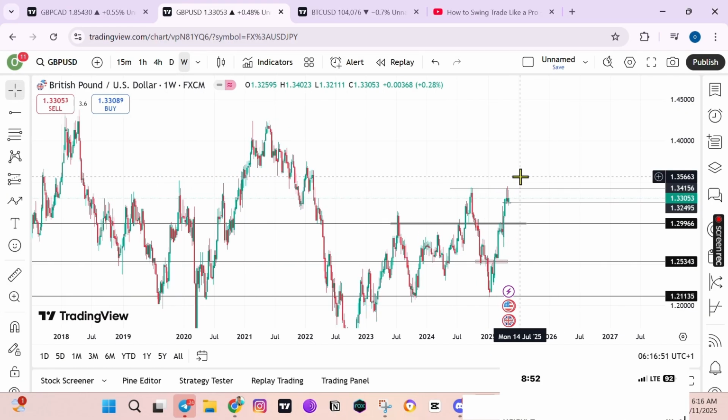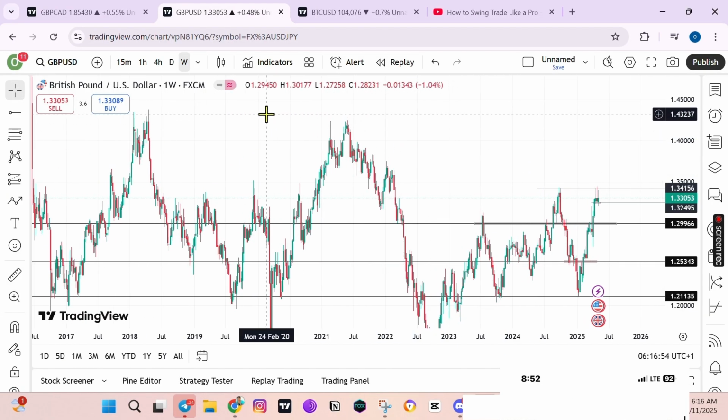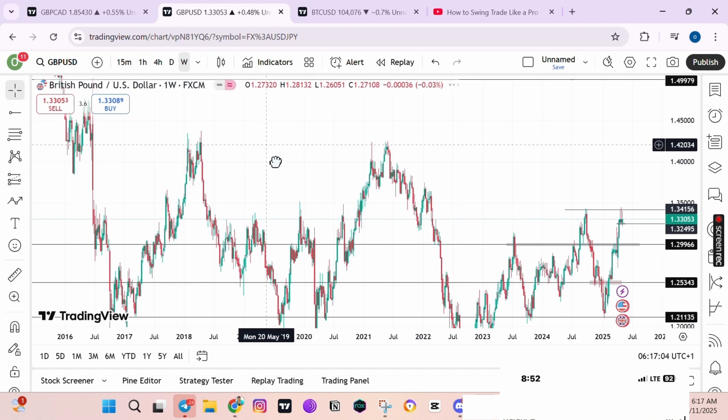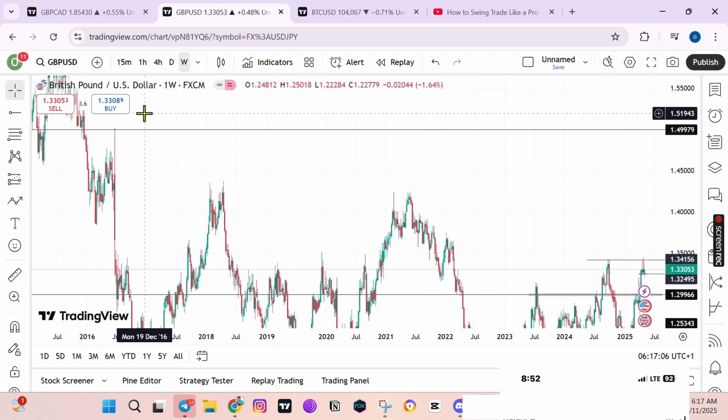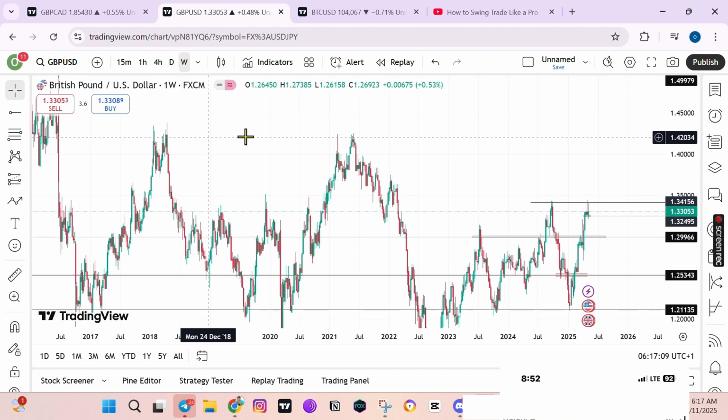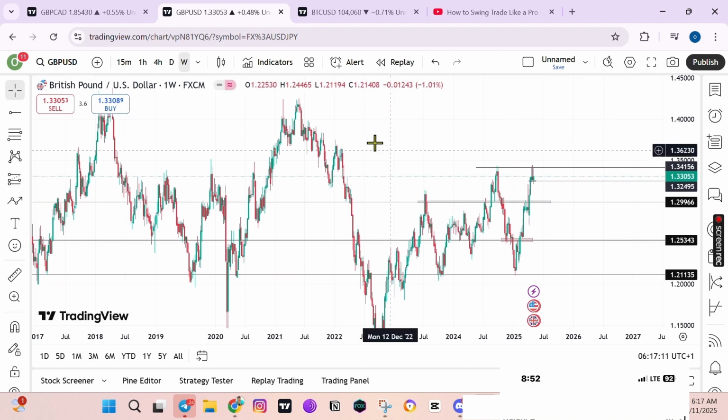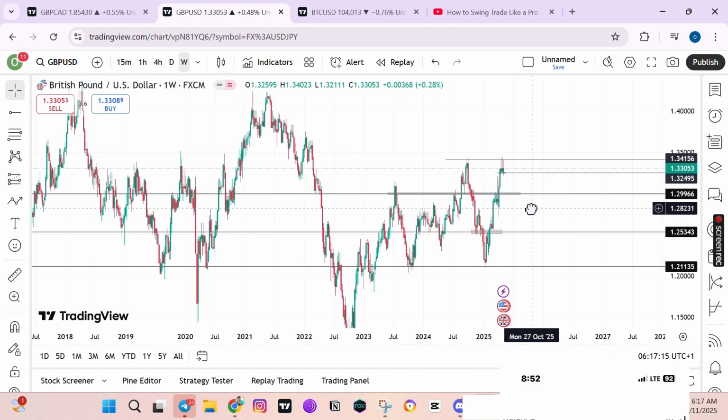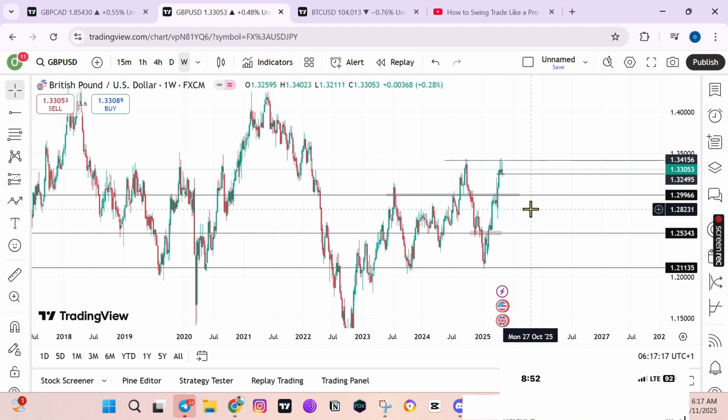Now guys, looking at this higher time frame, as you can see, I'm analyzing GBP USD, and we are in the weekly time frame. If you look at this market, the bigger picture is telling us that the market is going down. It's a downtrend, right? That's what the bigger picture is showing us.